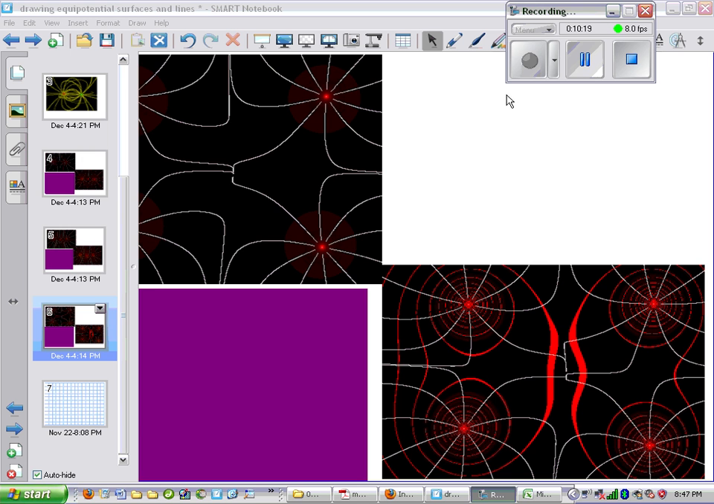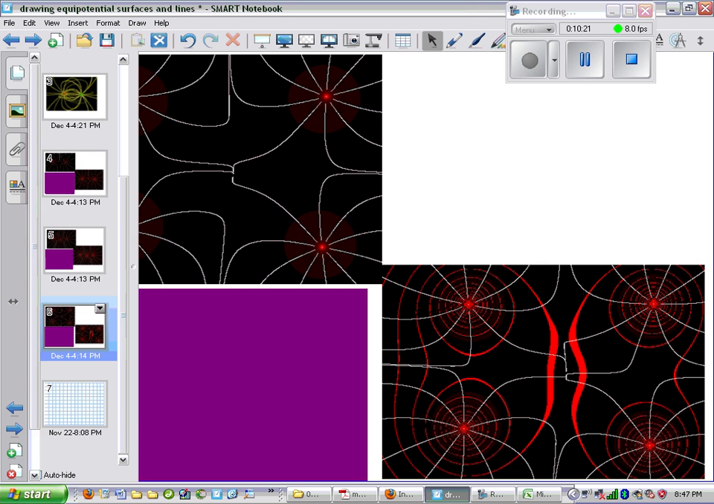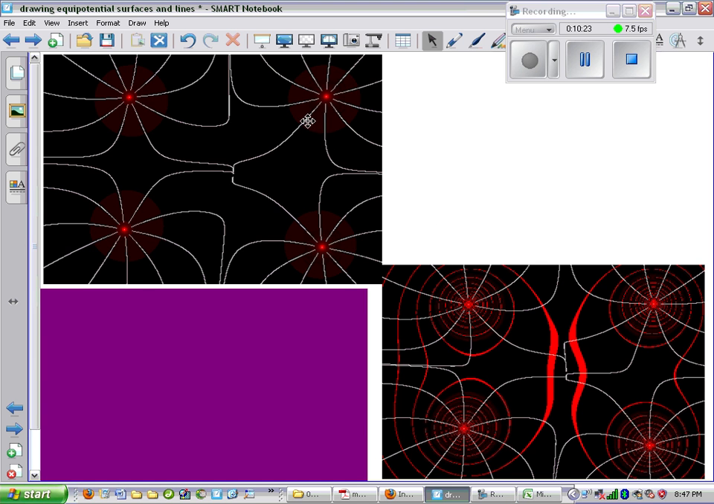So just to recap, this is showing you examples of electric field lines, the white part, and equipotential surfaces, the red part. In the next section of the podcast, we're going to calculate the values of the electric field, then use those electric field vectors to sketch the electric field lines, and then also to add in equipotential surfaces.